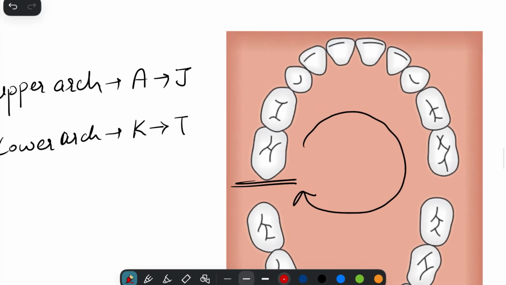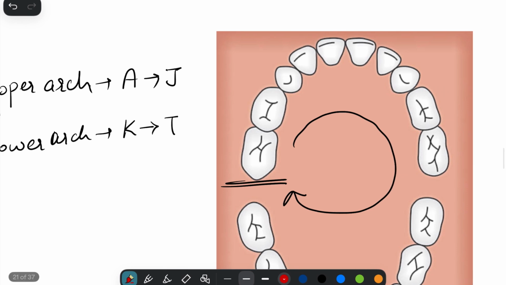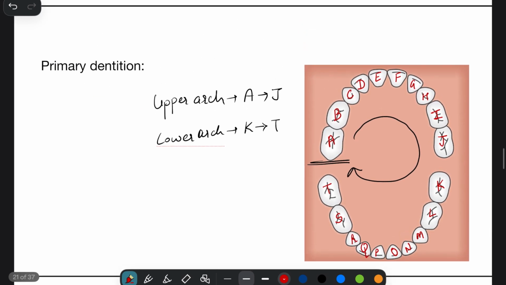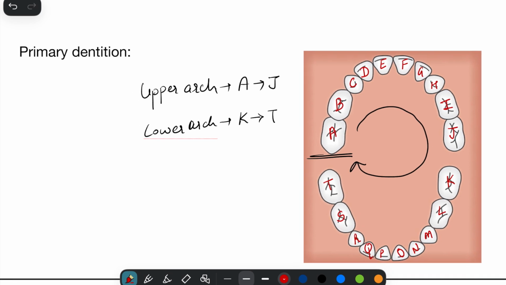The maxillary right second molar will be our A, first molar will be B, canine C, lateral incisor D, central incisor E, same on the other side, then we have F, G, H, I and J, then we have K, L, M, N, O, P, Q, R, S and T. That is how we name our primary teeth.